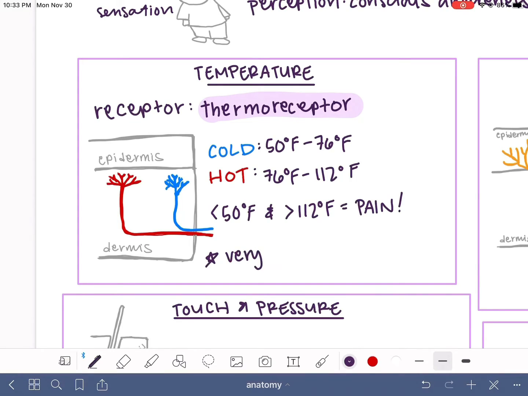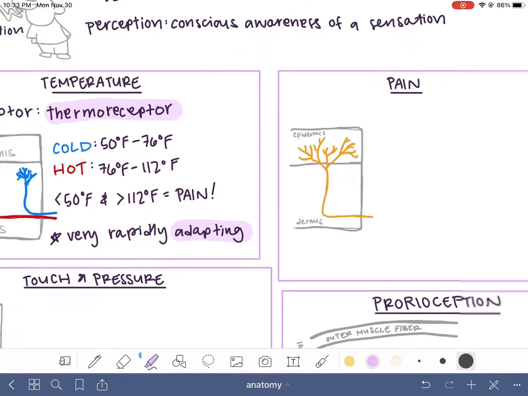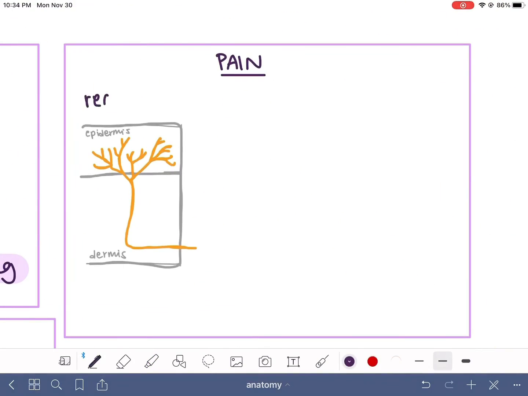And then the temperature receptors are very rapidly adapting, and adapting is another vocabulary word. When sensory receptors are stimulated for a long time, they can stop sending as many signals to the brain, so you won't feel that sense as much.